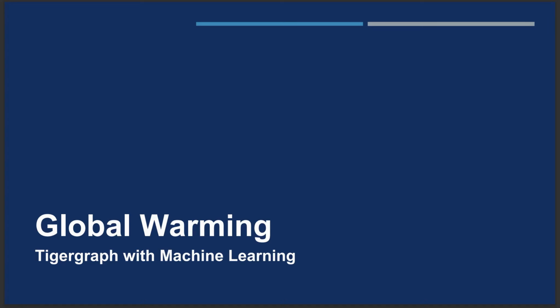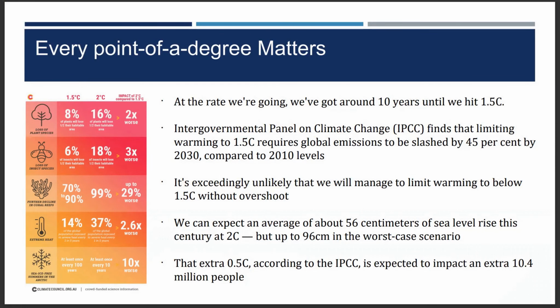Our project is global warming, TigerGraph with machine learning. Every point of degree matters. At the rate we are going, we got around 10 years until we hit 1.5 degrees. The Intergovernmental Panel on Climate Change (IPCC) finds that limiting warming to 1.5 degrees Celsius requires global emissions to be slashed by 45% by 2030. It is very unlikely that we'll manage to limit warming to below 1.5 degrees without overshoot. That extra 0.5 degrees Celsius, according to the IPCC, is expected to impact an extra 10.4 million people.